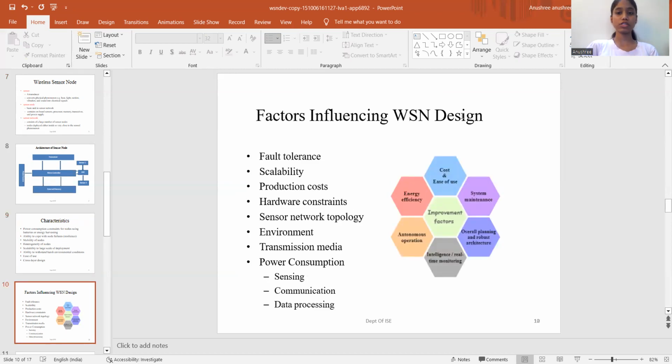Factors influencing WSN design are fault tolerance, that they can tolerate faults, scalability, production costs, hardware constraints, sensor network topology, environment, transmission media, power consumption in sensing, communication, data processing, cost and ease of use, system maintenance, overall planning and robust architecture, intelligence or real-time monitoring, autonomous operation, and energy efficiency are some improvement factors.